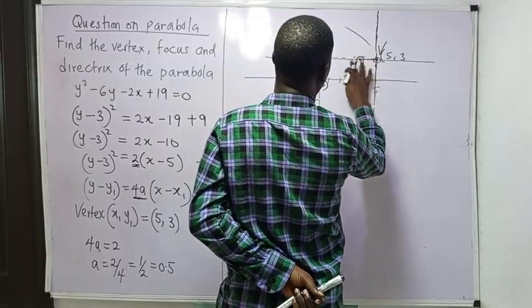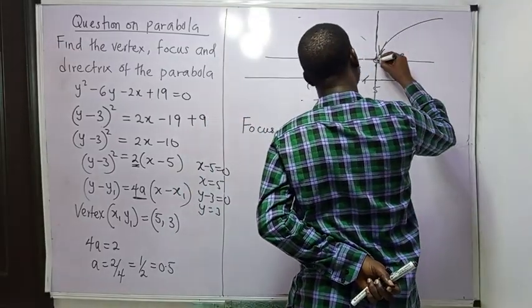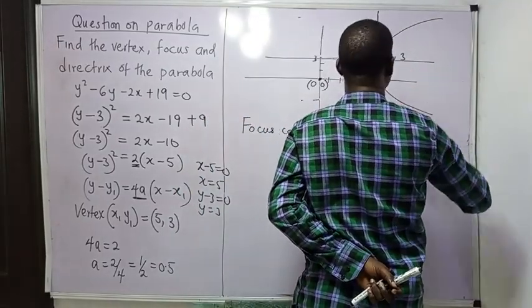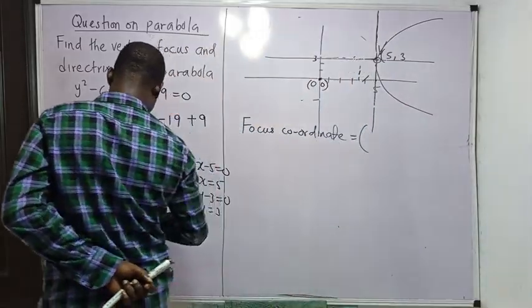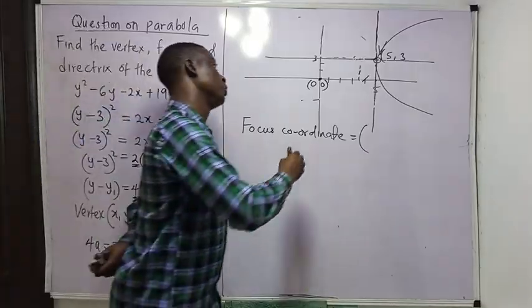Sorry. It should be open to the right. This one should be what? Like this. It should be open to the right because this is positive. If it is negative, it opens to the left. So open to the right.